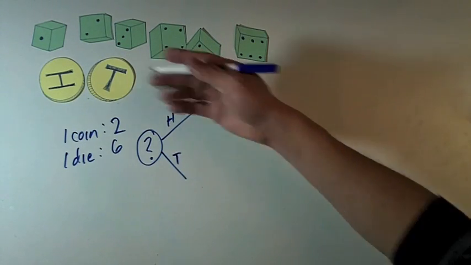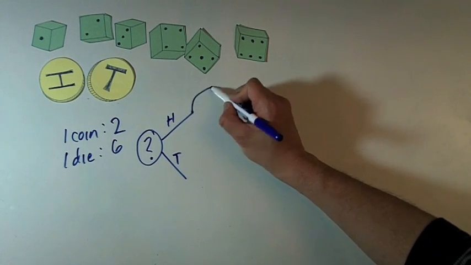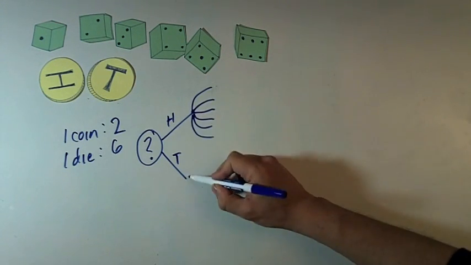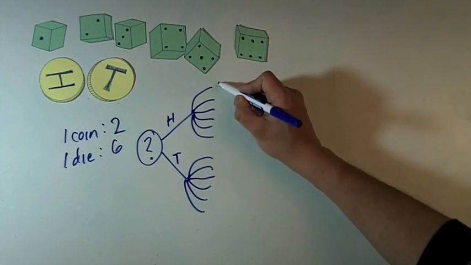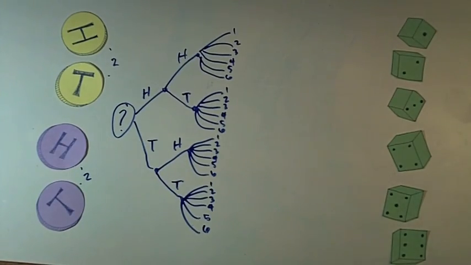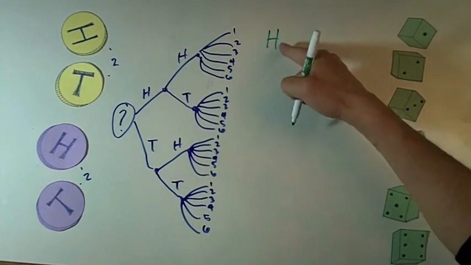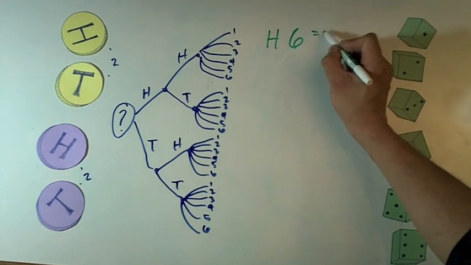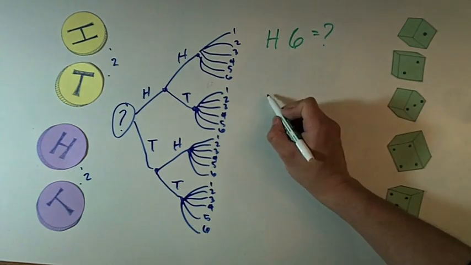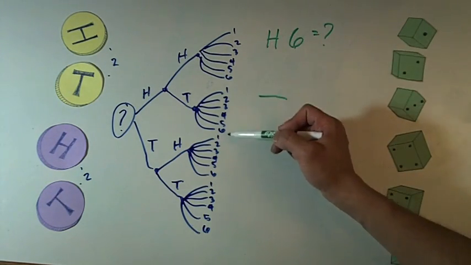Then we look at the die, and there's 6 options. So I need to break this up into 6: 1, 2, 3, 4, 5, 6. Label that really quickly. Get that down. All right. And there you go. That's my tree diagram for flipping 1 coin and rolling 1 die. How do you like that?